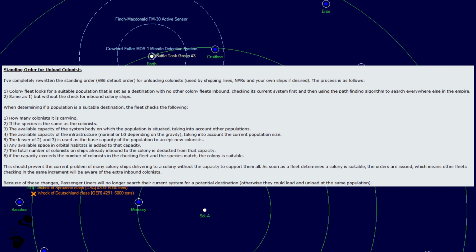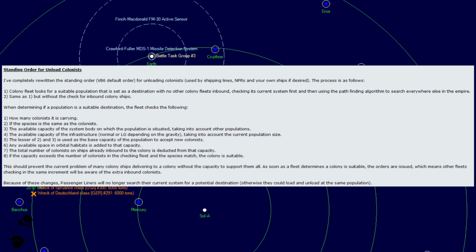Step 1. The colony fleet looks for a suitable population that is set as a destination with no other colony fleets inbound, checking its current system first and then using the pathfinding algorithm to search everywhere else in the Empire. Step 2. Same as 1, but without the check for inbound colony ships. When determining if a population is a suitable destination, the fleet checks the following.